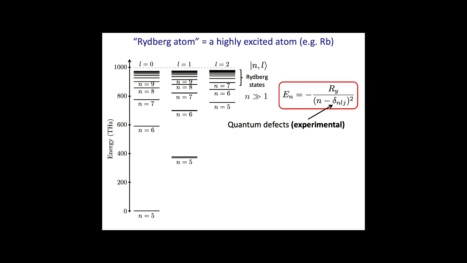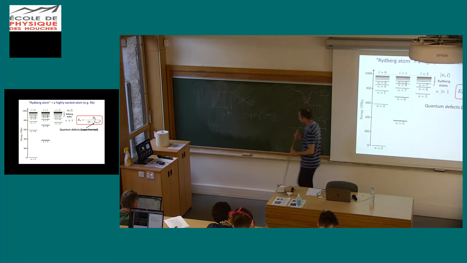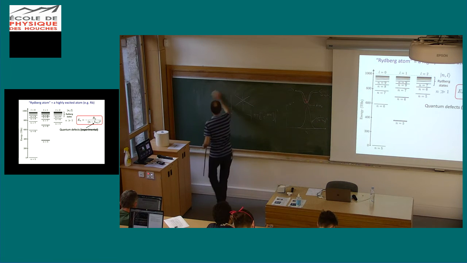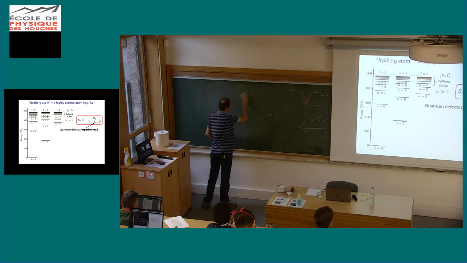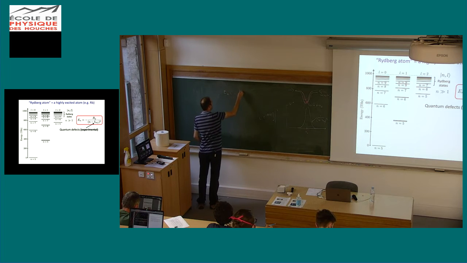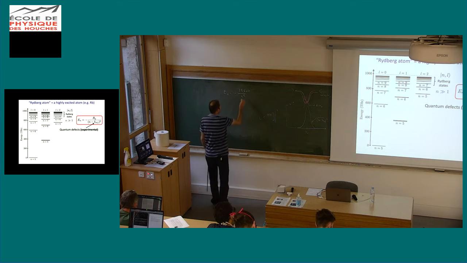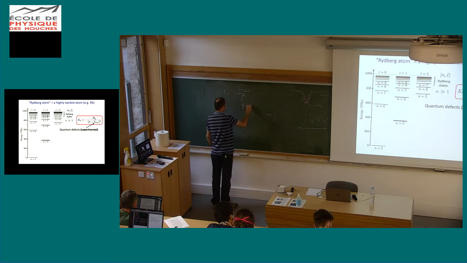Something which is interesting with those states is that essentially they follow the formula you know for the hydrogen atom. You all remember your AMO physics class, where if you take a hydrogen atom, the energy is given by minus 13.6 eV over n squared. This is essentially the same formula for an alkali. It just turns out that here you need to put what is called a quantum defect, so it's an effective principal quantum number.